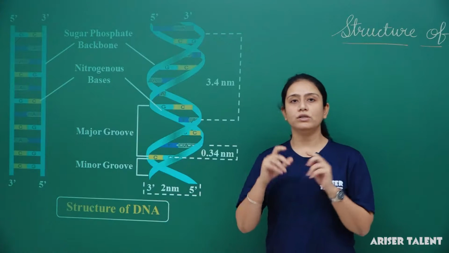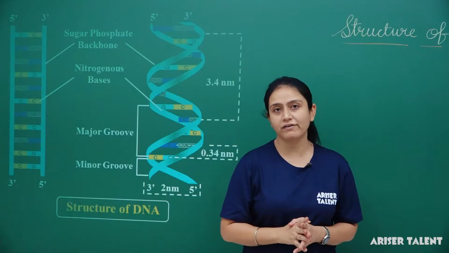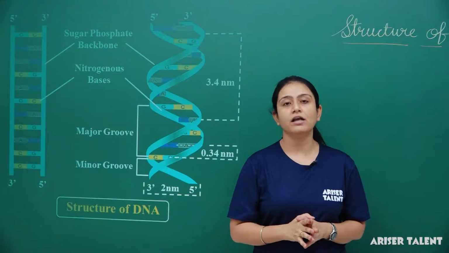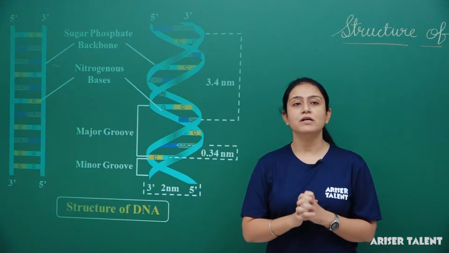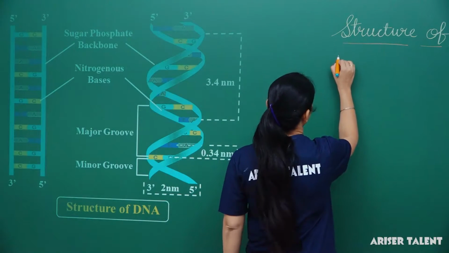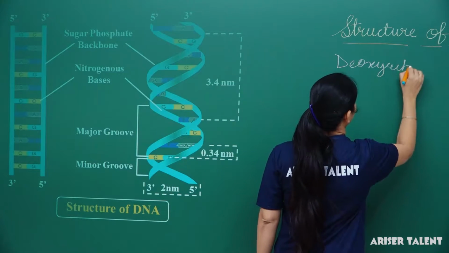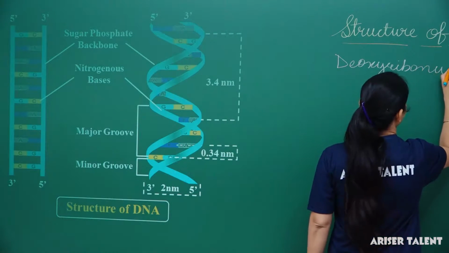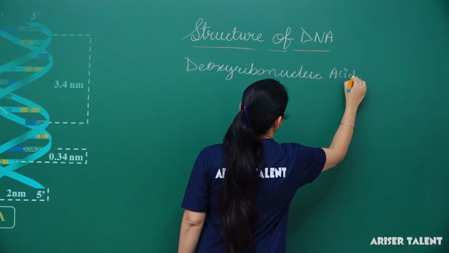Okay, so this was first isolated by a scientist, that was Frederick, in 1869, and generally he found it in the nucleus of pus cells. Okay, so let me write here what is DNA. DNA means deoxyribonucleic acid. Okay, this is DNA.